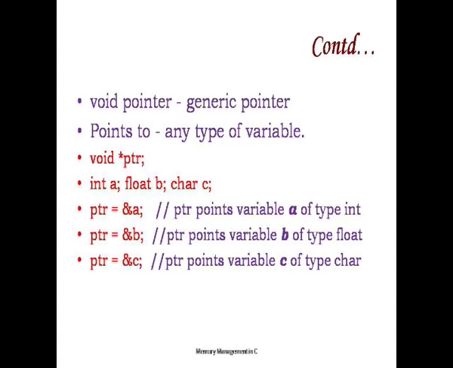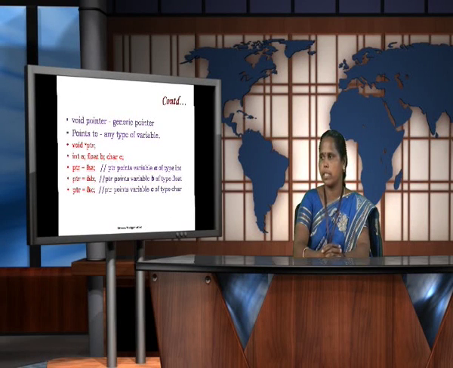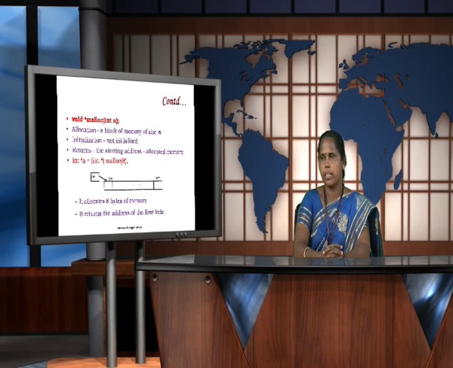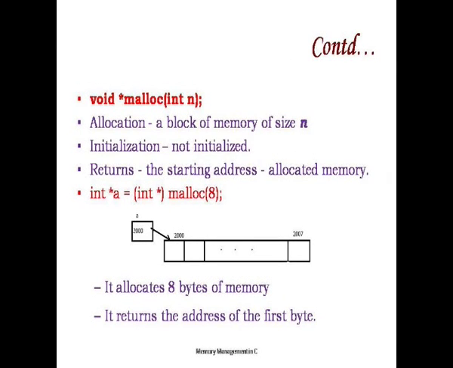So in this example, the same pointer is used to hold the address of different types of variables. The function malloc takes only one parameter, the requested memory size to be allocated. It allocates memory and returns a generic pointer.